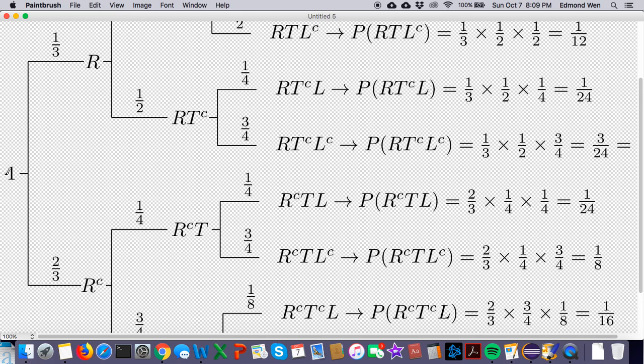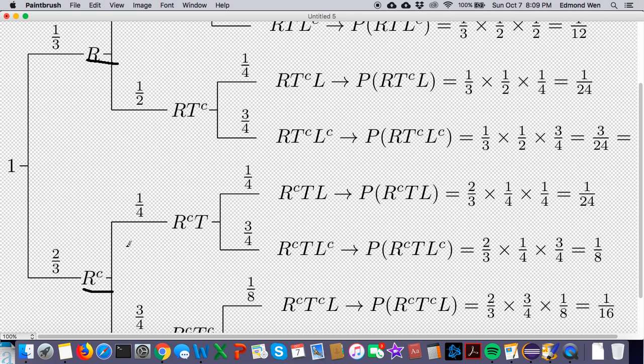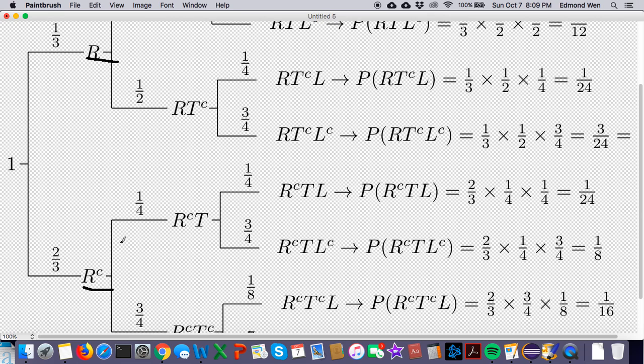You first start here from your root node, which indicates 1. This is because you have a 100% probability of one of these things happening. Then you go here, where you have R and RC. These numbers indicate that there is a 1/3 chance of the event being called R, or a 2/3 chance of it being called RC.